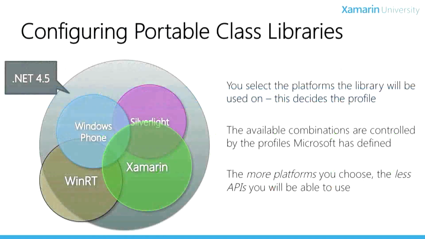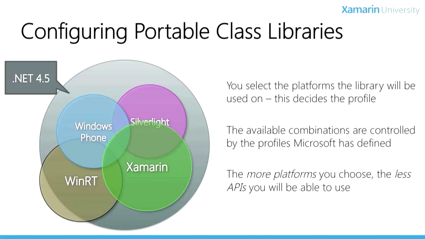When you create a PCL in Visual Studio, it prompts you for the initial supported platform list. The platforms you select then decide which profile the PCL is assigned to. These profiles are defined by Microsoft and shipped with Visual Studio, and Xamarin takes the defined list and ships the same profile set with Xamarin Studio. Ultimately, this profile will decide which APIs are available to your code in the PCL.